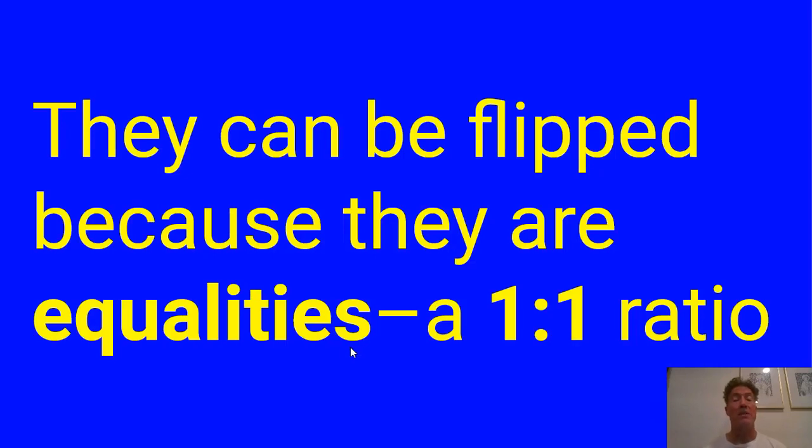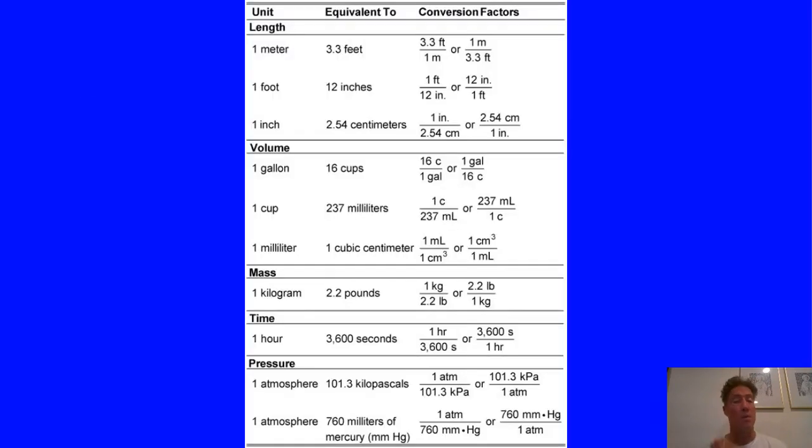Remember, they can be flipped because they are equalities. Everything on the top is equal to everything on the bottom. So if I flip it around, everything on the top is still equal to everything on the bottom. It's still a 1-to-1 ratio. So again, just breaking this down, I know this is almost too simplistic, but if we have this equivalency, 1 meter is equivalent to 3.3 feet, we can say 3.3 feet is to 1 meter, or we can flip it, 1 meter over 3.3 feet. Okay, 1 inch, 2.54 centimeters, 1 inch over 2.54 centimeters, or 2.54 centimeters over 1 inch. These are all the same.